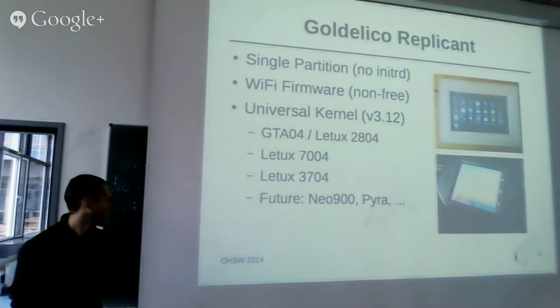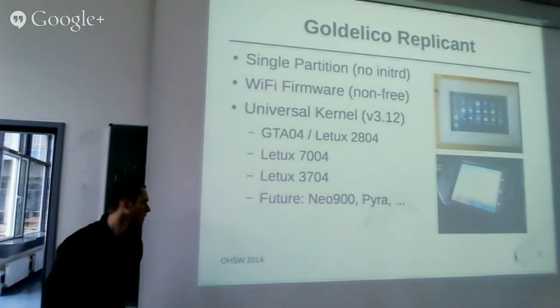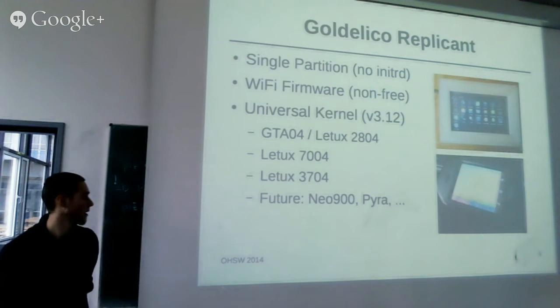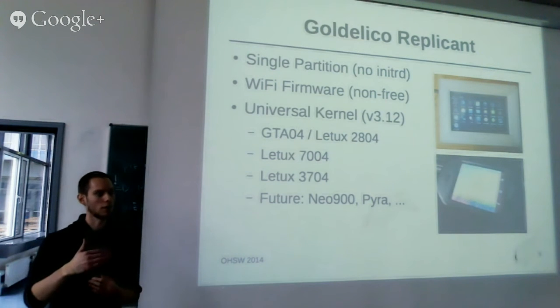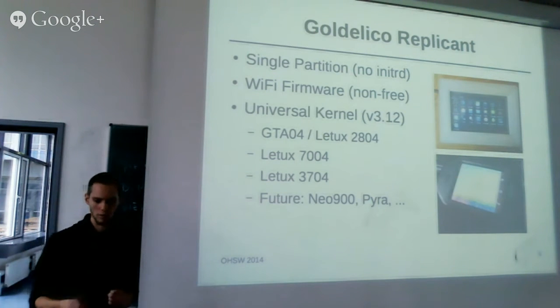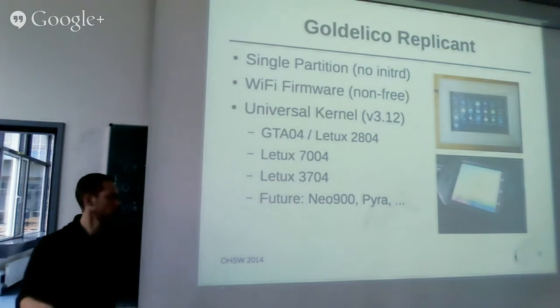And of course, for the future, as you heard, there's work to support the Neo 900 and the Pyra in the GTA04 kernel. And once that support is in the kernel, we can upgrade to a newer kernel which contains it. So it won't work with 3.12, but then we can maybe jump to 3.19 or something. And then the same system will also run on the Neo 900 and on the Pyra with very little work.